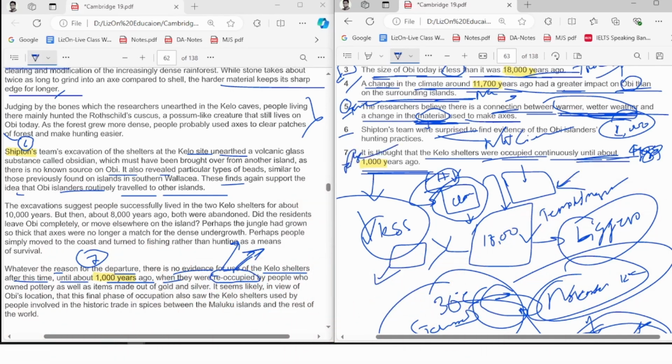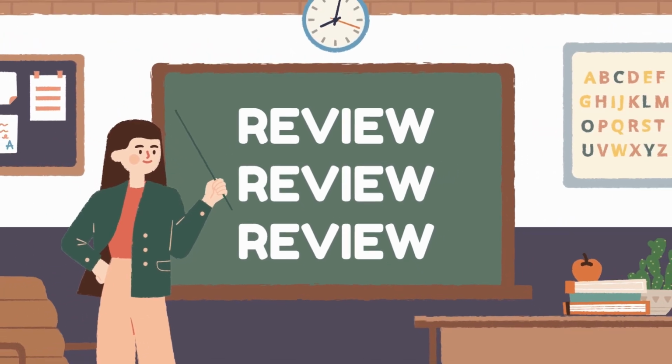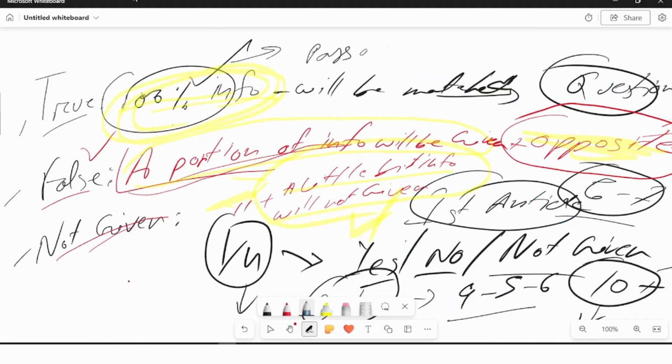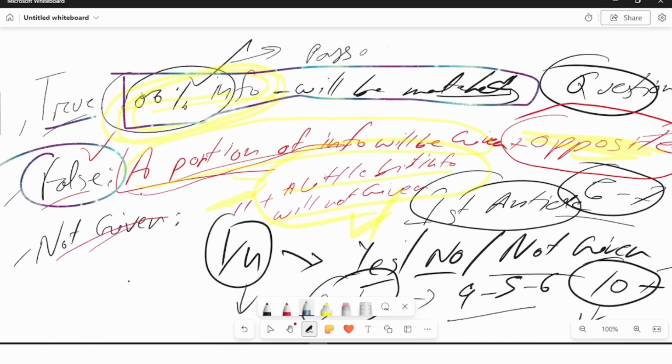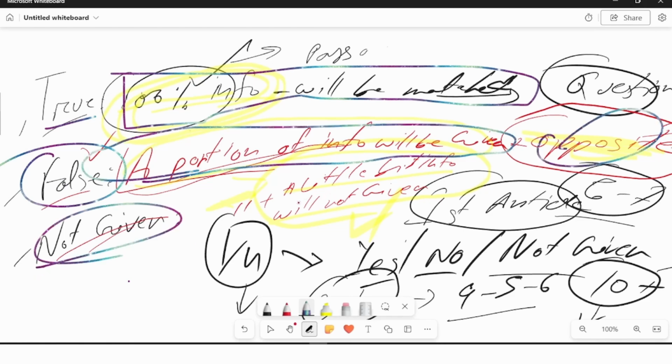All right, let's do a review a little bit in a short period of time. Whenever you do the true, false, not given question, first thing first, to become true, 100% of the info will be matched. For the false, a portion of info will be given opposite. For the not given, a portion of info will not be given. Not everything, a portion of info will not be given here.